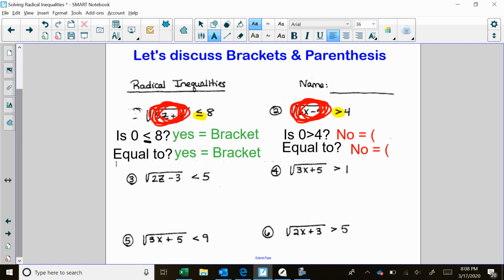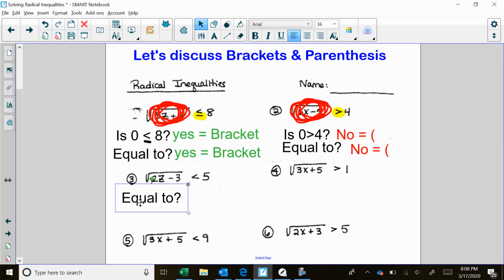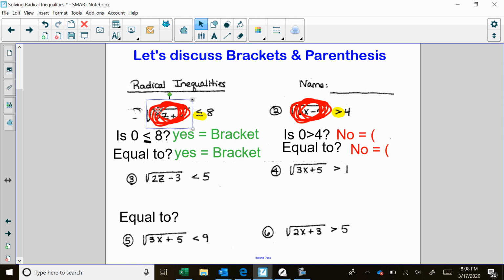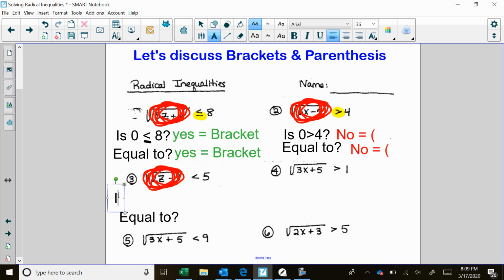All right, so I'm going to come down here and do that again. Talk about just the parentheses and brackets for these problems. That's not what I wanted. I wanted this. Put a 0 right here. Is 0 less than 5? I think that's a yes. I think 0 is less than 5. So yes, that equals bracket.